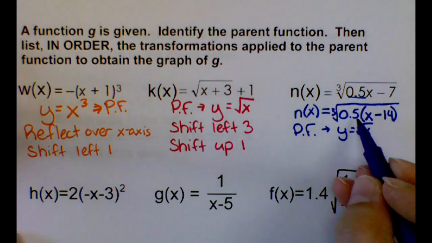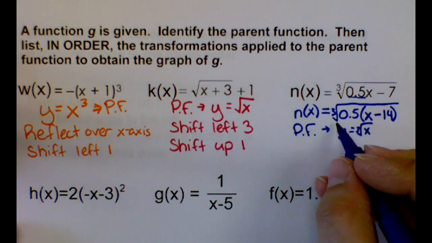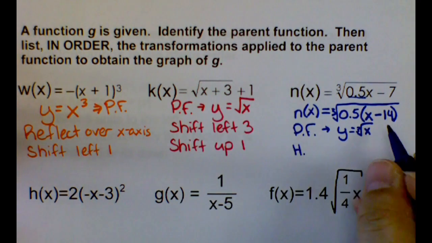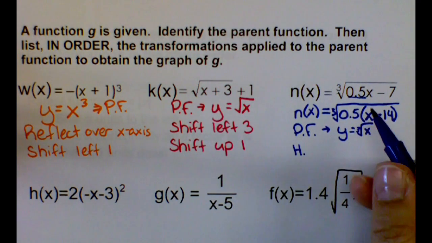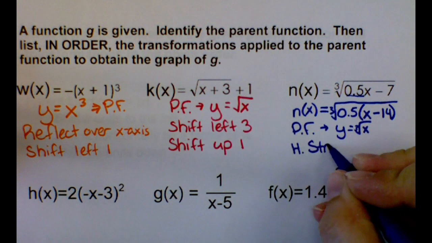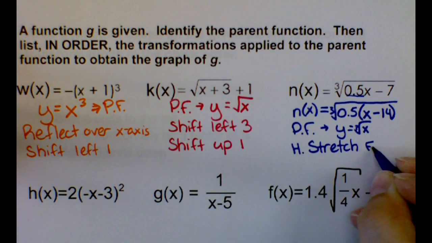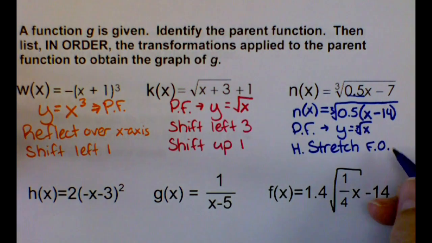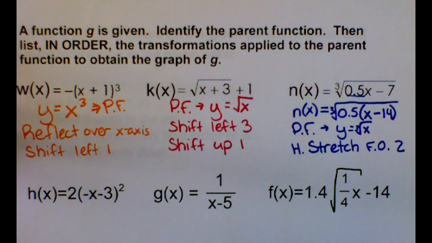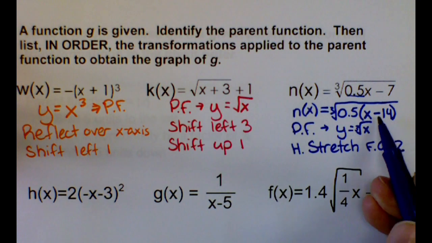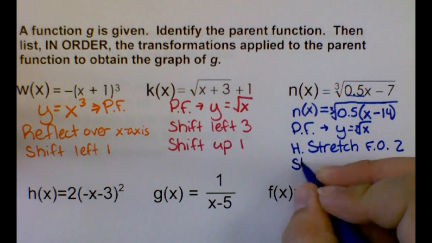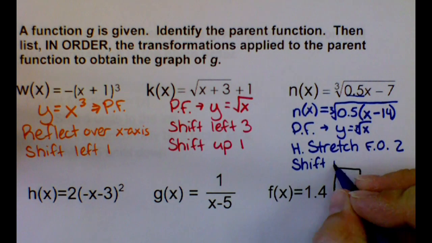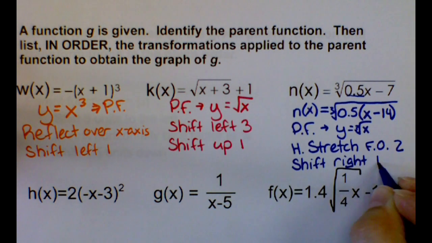I see a multiplication, which means I have a stretch or shrink. It's inside the cube root, so it's a horizontal. It's less than 1, so that means it's a horizontal stretch by a factor of the reciprocal of 0.5. Well, 0.5 is a half, so the reciprocal of a half is 2. Then we do our shift. That's this 14 now. So we shift. It's a minus inside with the x, so it's to the right 14.